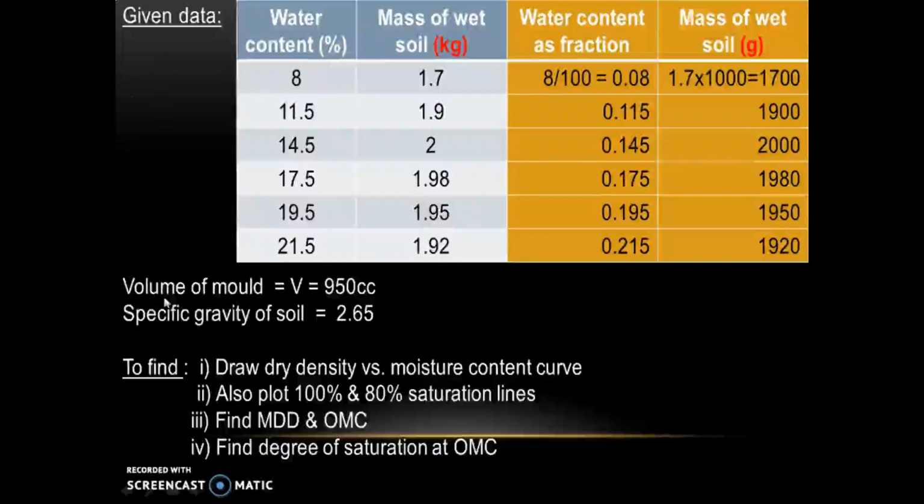To begin with, we need to write down all the given data so that we do not have to read the problem again and again. Later we will write down which values we need to find out. First one is that we need to draw a compaction curve using dry density values and moisture content. Later we need to plot 100% and 80% saturation lines. Third one is that we need to find MDD and OMC, and finally the degree of saturation at OMC.